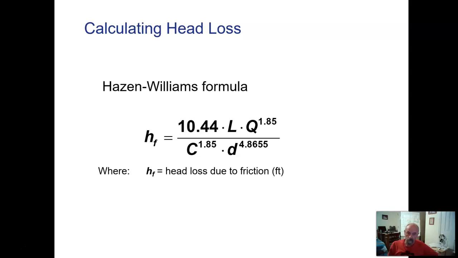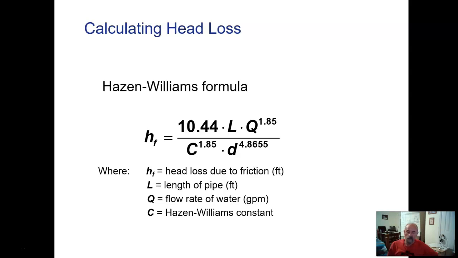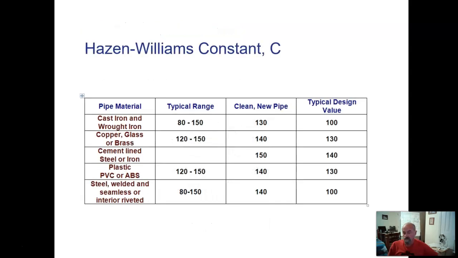The Hazen-Williams formula gives head loss due to friction in feet. L equals the length of pipe in feet. Q equals the flow rate of water in gallons per minute. C equals the Hazen-Williams constant. The Hazen-Williams constant depends on the type and size of pipe and is taken from a chart that would have come with the handout that goes with this. And this would actually be a 2 to 3 day activity that we would do in school.